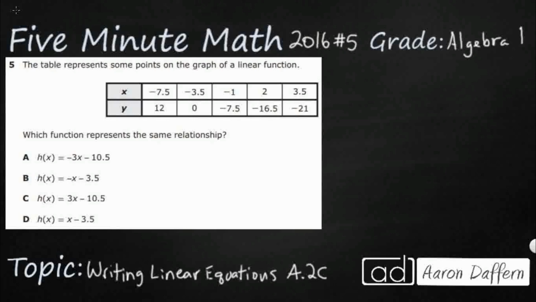So we have a table that represents points on a graph of a linear function. All right, we know what linear functions do, and it looks like we need to find a function. This looks like slope-intercept form, y equals mx plus b. All right, so how do we figure this out if we just have a whole bunch of points?